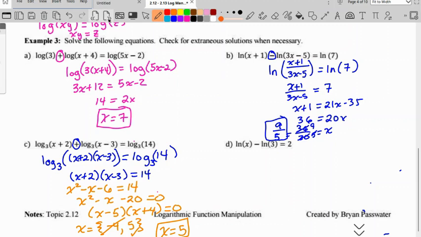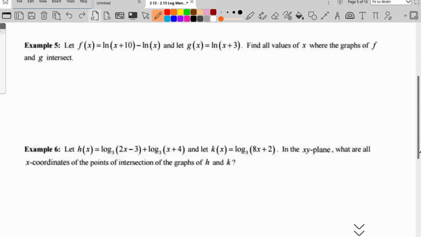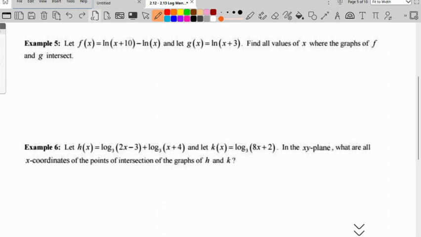Okay. All right. So now let's go on to the next page. Number 4. So many problems. Okay, so this says solve the following equations, check for extraneous solutions when necessary. So this is more of the same. Do you guys feel okay with this? Yeah, this is mostly just algebra. You'll be fine. But it is good practice, so if you want more practice, by all means, come back and let's do these problems. Okay, so let's look at number 5.